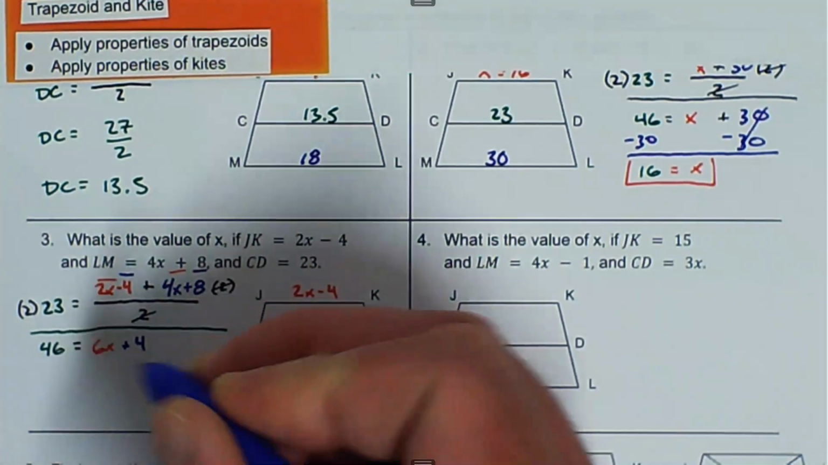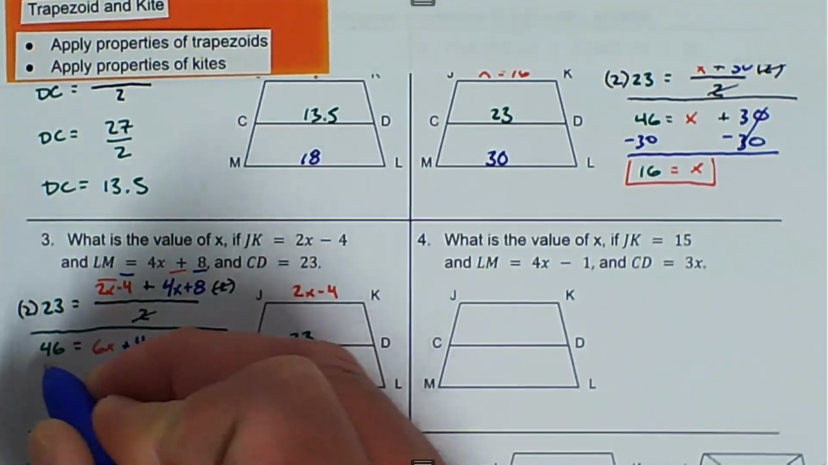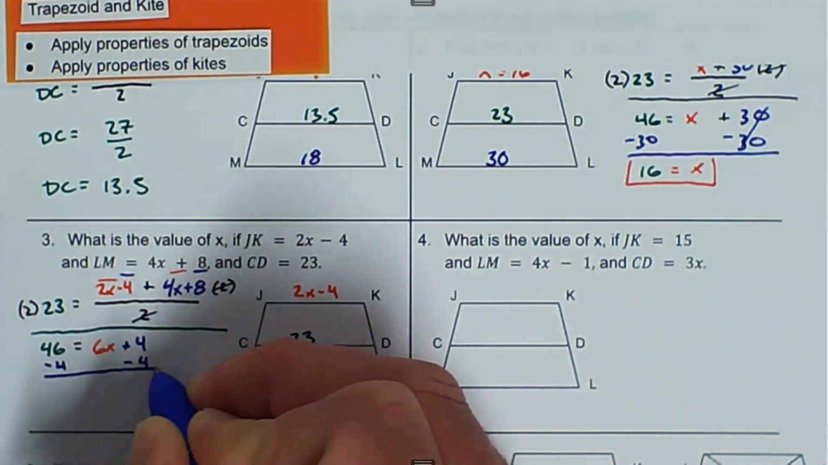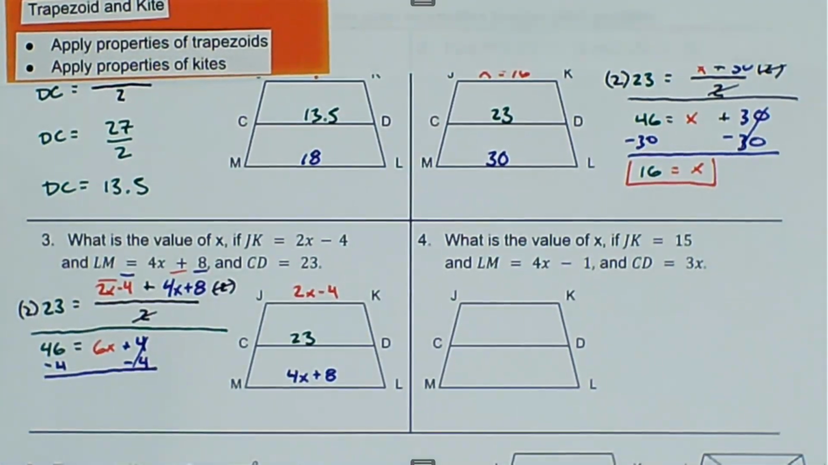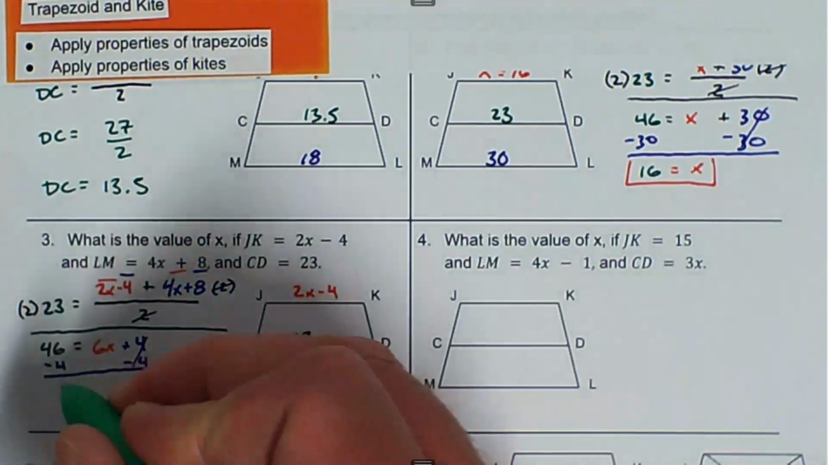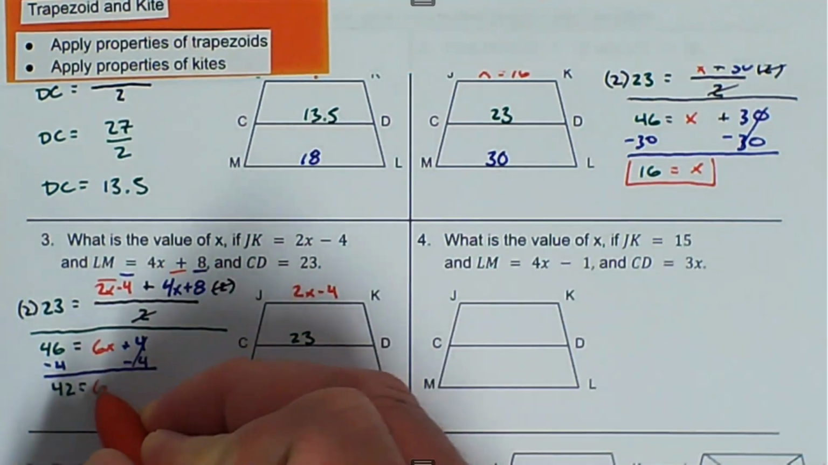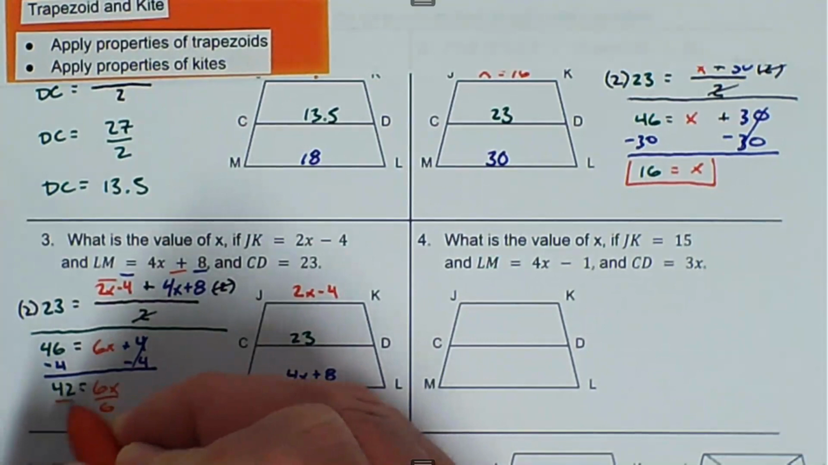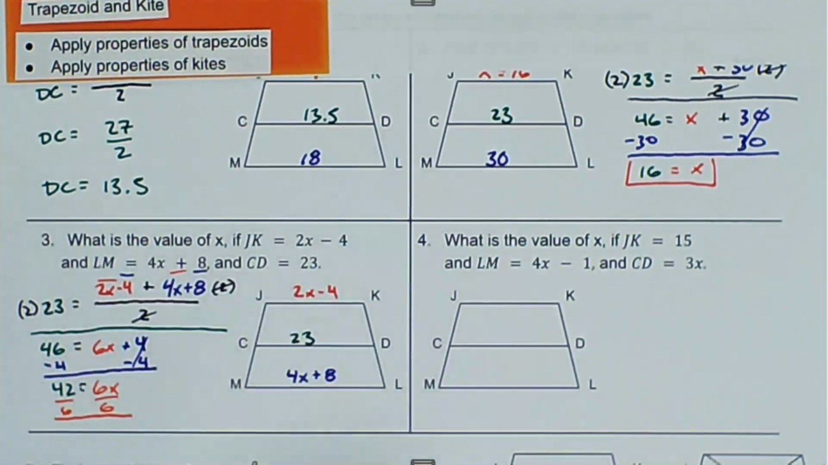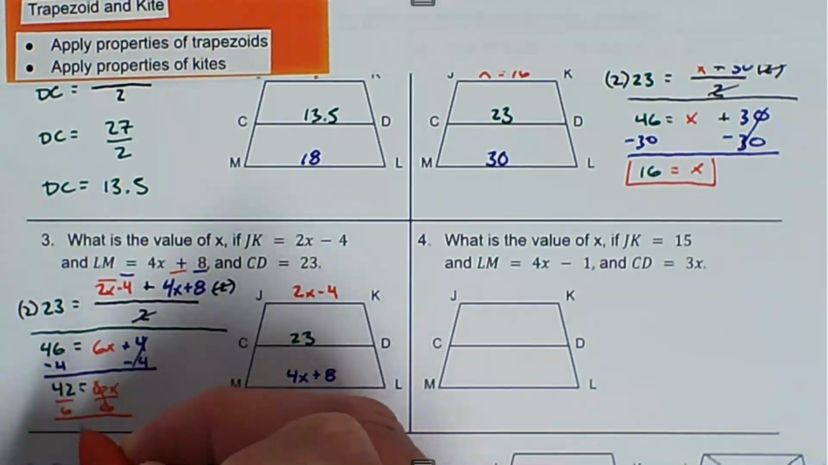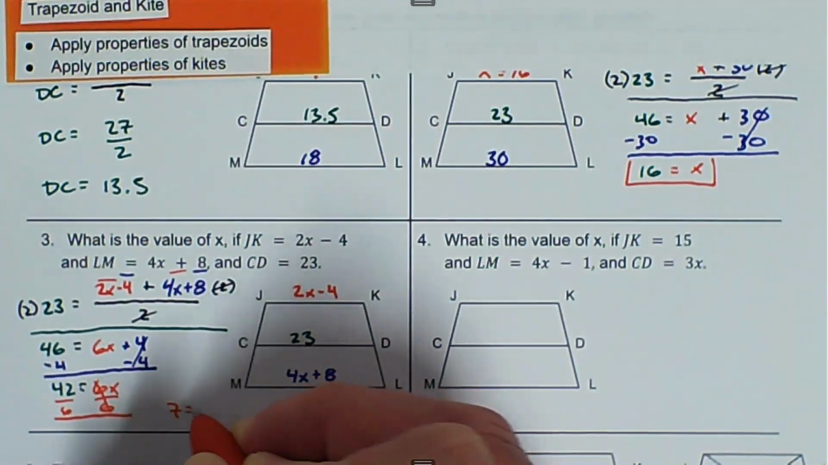So we can subtract 4 and subtract 4. 4's cancel, and we're left with 42 is equal to 6x. And then in order to get x by itself, we're going to divide by 6. Our 6's cancel, and we're left with 7 is equal to x.